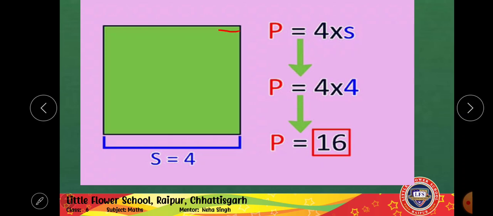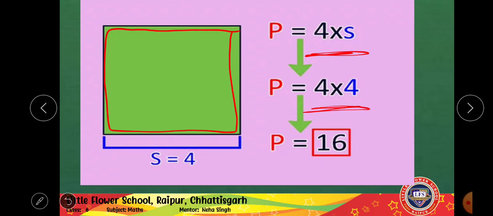Now coming to the square, again in a square all sides are equal, so to find the perimeter, what we'll do? 4 into side, that is 4 into 4, 16.